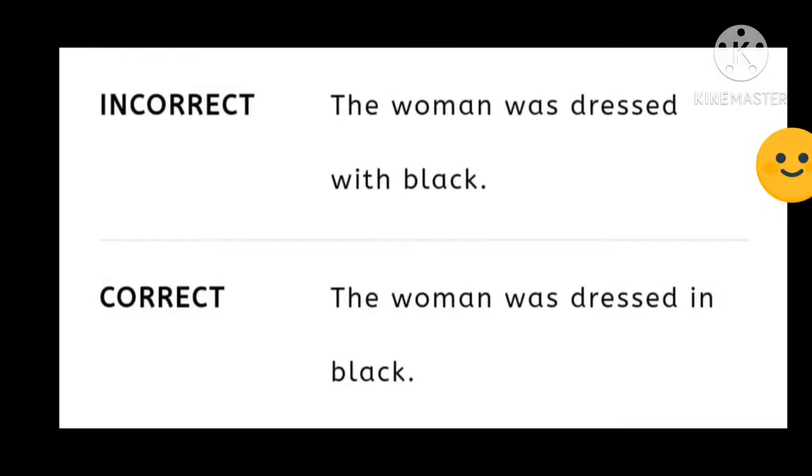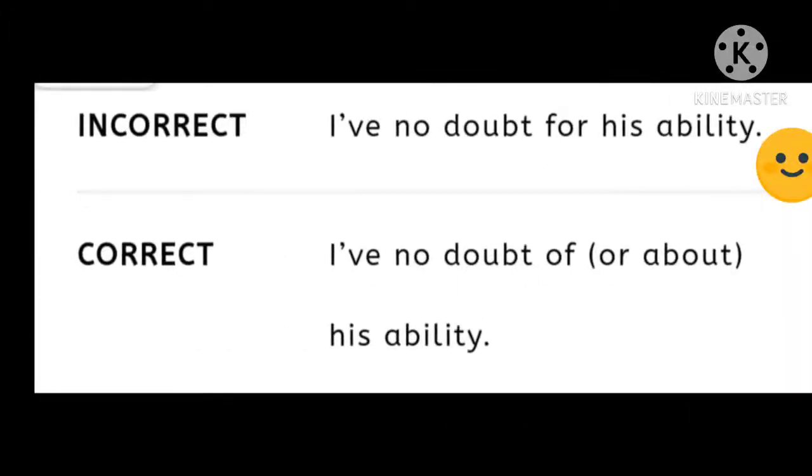Okay, the woman was dressed with black. So dressed usually takes in, dressed in, not dressed with. This is also a fixed prepositional phrase that you should learn and use as it is. The woman was dressed in black. I have no doubt for his ability. So here, I have no doubt of his ability, or about his ability. You cannot use the preposition for here.